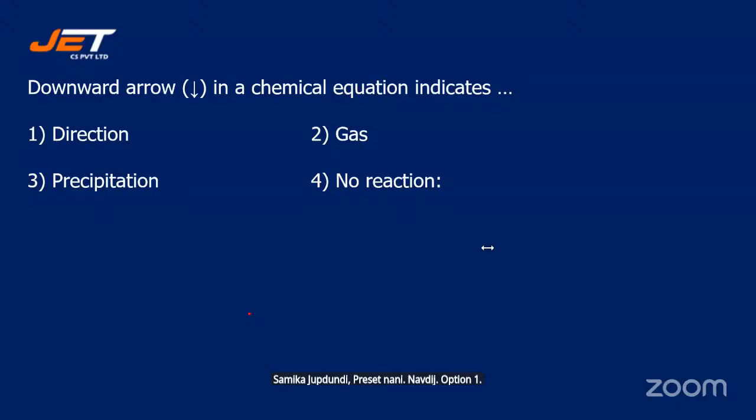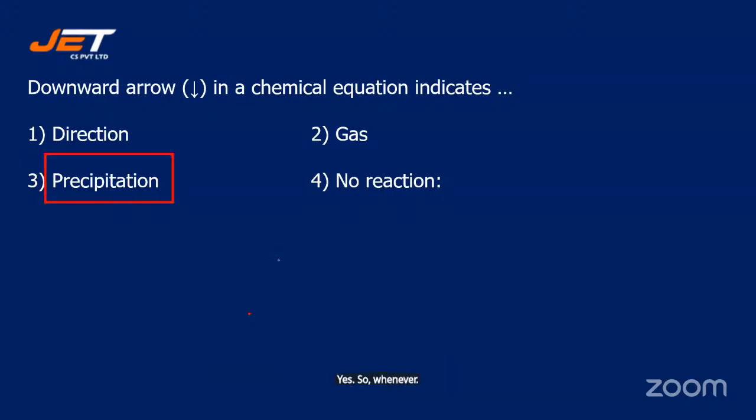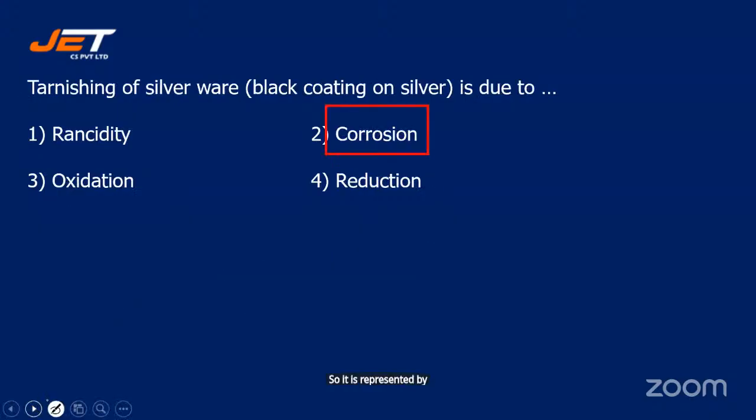Shrutasya, option 3, that is precipitation. So let us see which is the right option. Yes. So whenever there is a down arrow, it means it is precipitation. When a precipitate forms, it is represented by a down arrow.